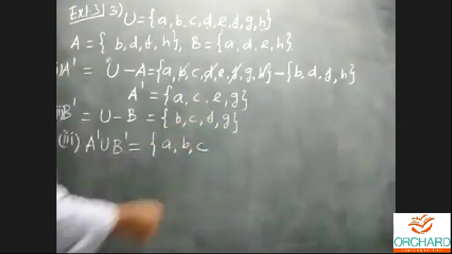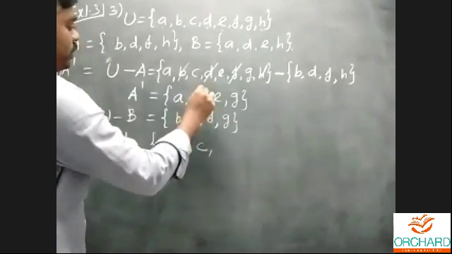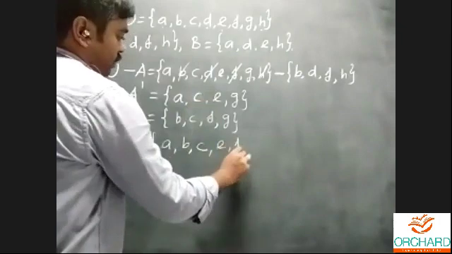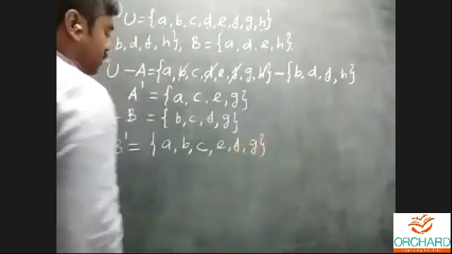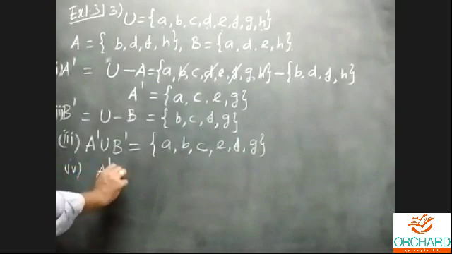In both the sets we have the same element C. No need to repeat the same element; one element is only listed once. Next, A, B, C, E, F, G. This is A' union B'. Next, A' intersection B'.